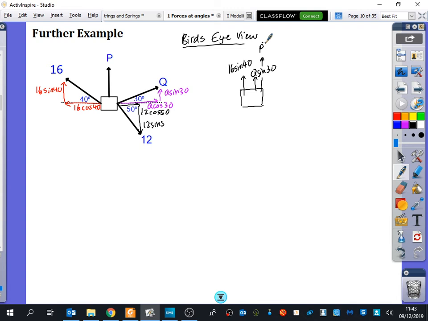What forces do you have to the right, Amara? Q cos 30 and 12 cos 50. In the downwards direction, what do I have, Habib? 12 sine 50. I didn't write that out properly. It's 12 sine 50. Anything else? No, and to the left?